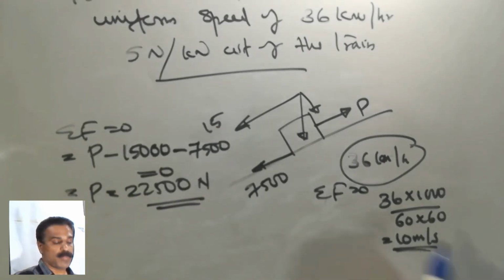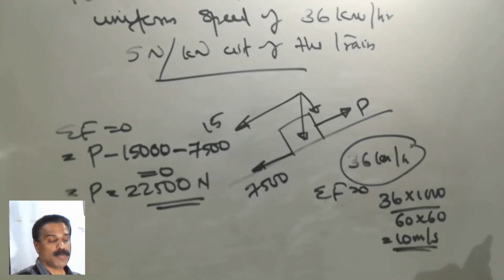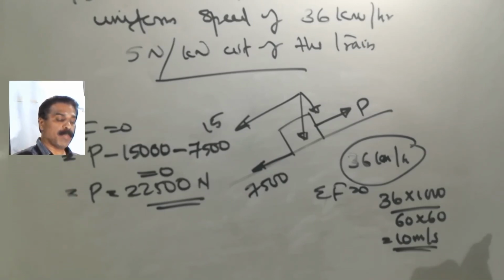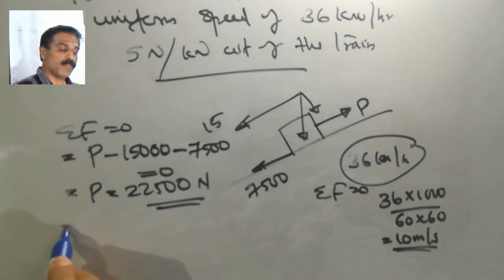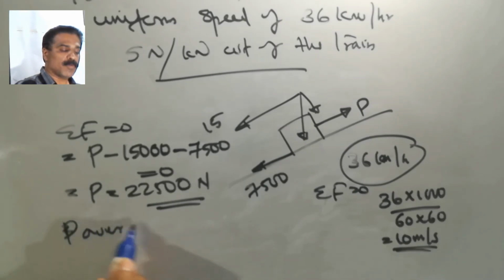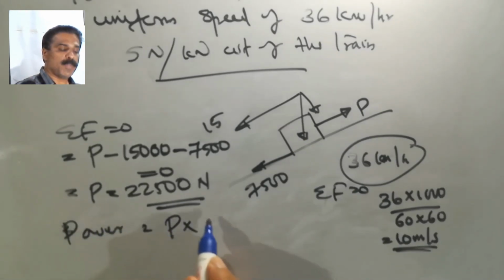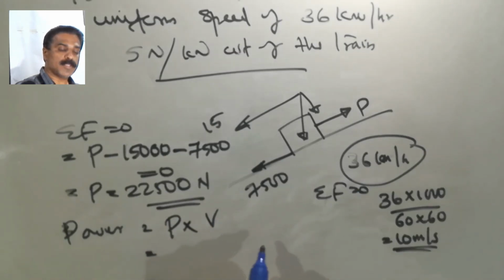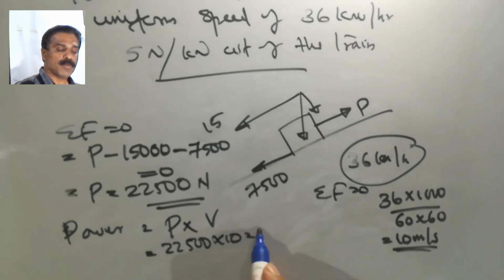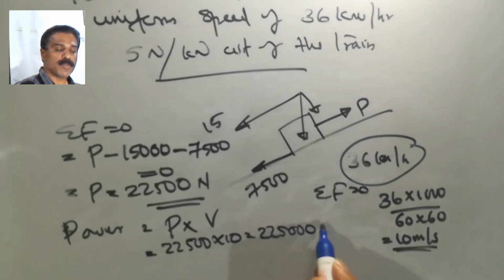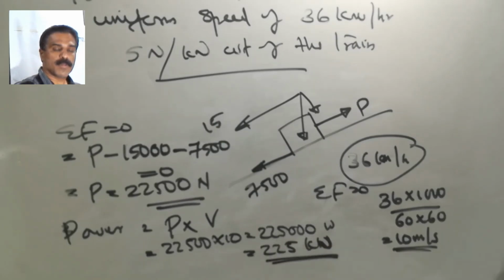So that is the force required for the engine to pull the train up the inclined plane. Therefore, power generated is equal to the force P into velocity. That is 22,500 into 10, which is equal to 225,000, and that is equal to 225 kilowatts. 225 kilowatts is the answer.